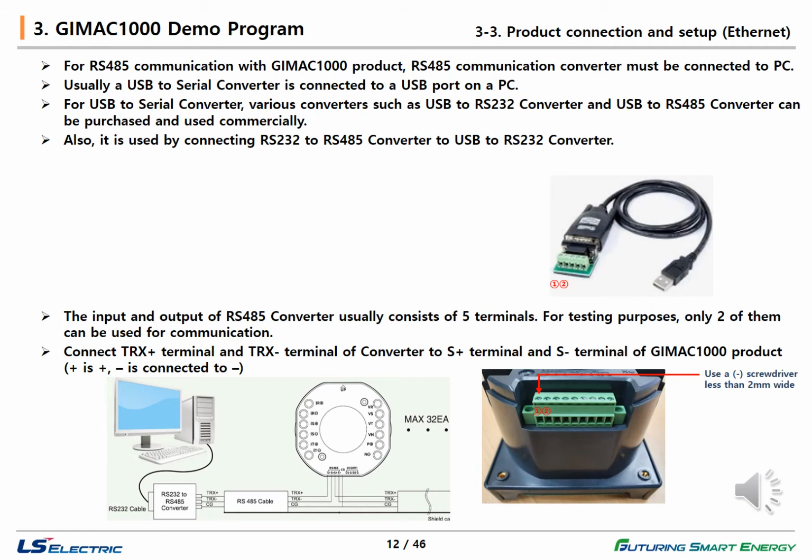After connecting the converters to the USB ports of the PC, connect the TRX plus and TRX minus terminals of the converters to the S plus and S minus terminals of the GMAC1000 product. In other words, connect the plus terminal of the converter to the plus terminal of the device and the minus terminal to the minus terminal of the device.